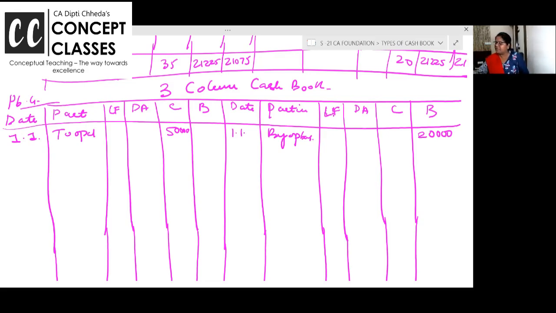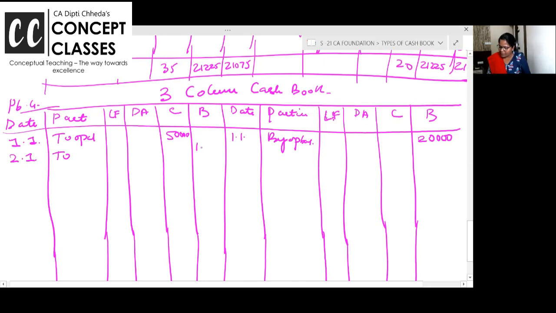2nd of January. Paid into bank. So we have deposited the money into bank. So on 2nd of January in the bank column, we are putting the money, 10,000. So here what will we write? Cash and contra. We are putting the money in bank. Bank account debit, cash account credit.